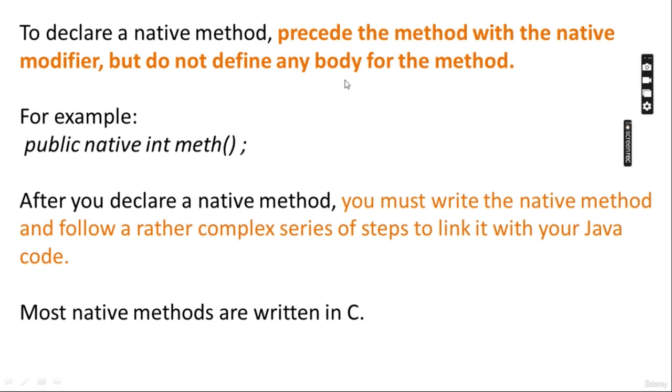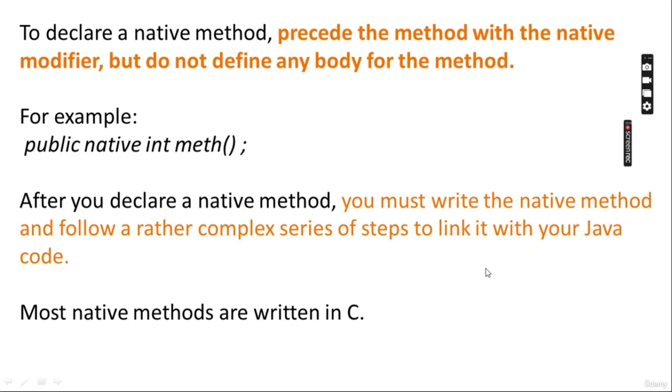To declare a native method, precede the method with the native modifier but do not define any body for the method. For example, public. Why? Because you want to use that method throughout the code. Then native, meaning this method is native, and then the return type and method name. After you declare a native method, you must write the native method and follow a rather complex series of steps to link it with your Java code.